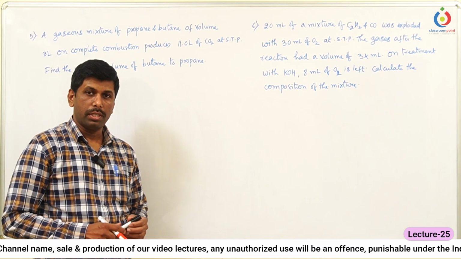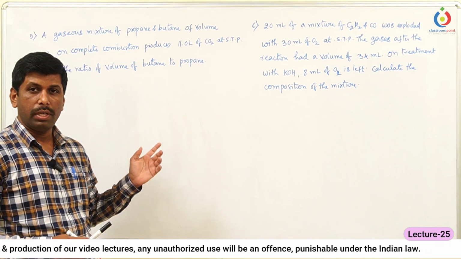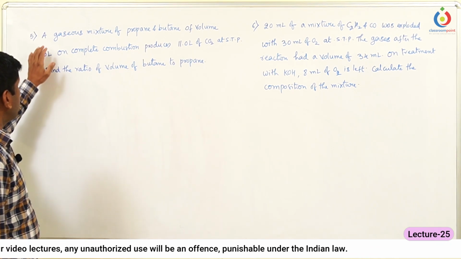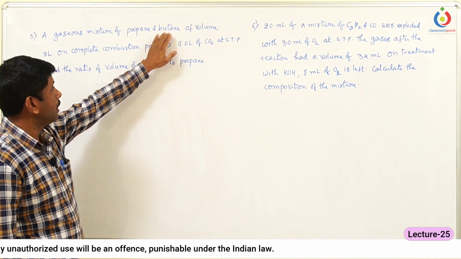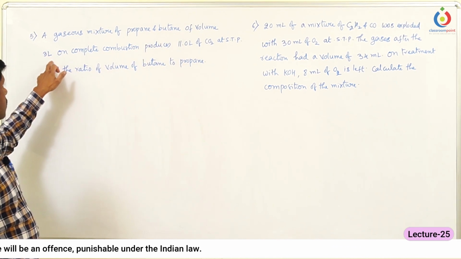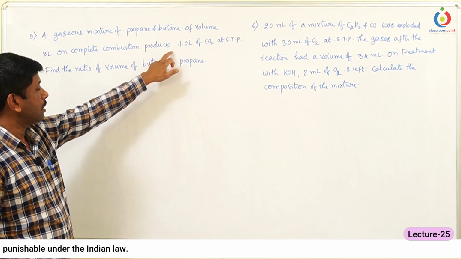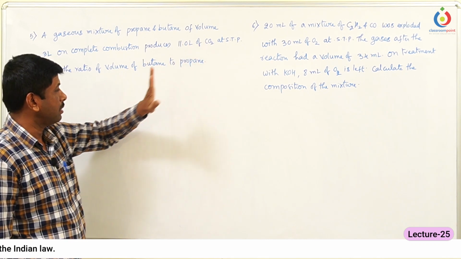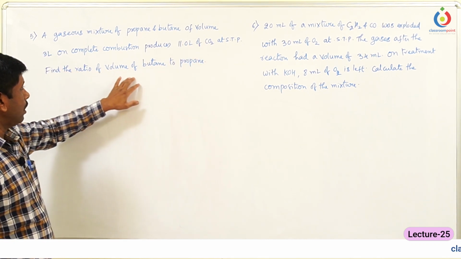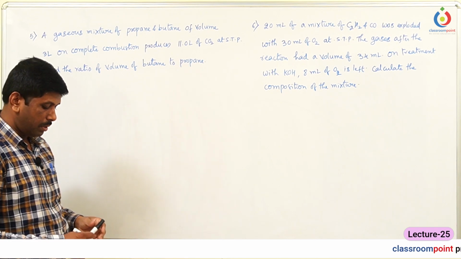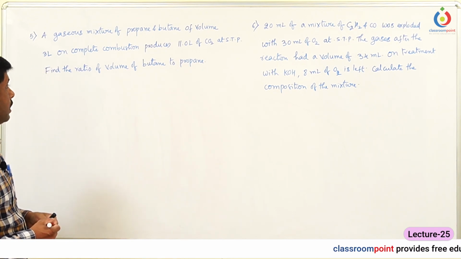Now let us see one more question here. These questions are very important for us. A gaseous mixture of propane and butane of volume 3 liters on complete combustion produces 11 liters of CO2 at STP. Find the ratio of volumes of butane to propane at the same temperature and pressure.